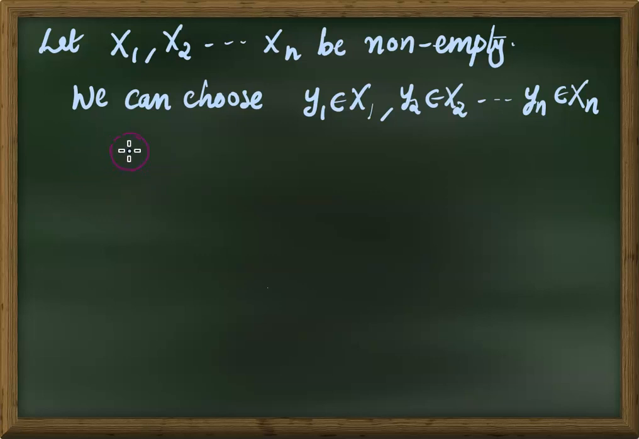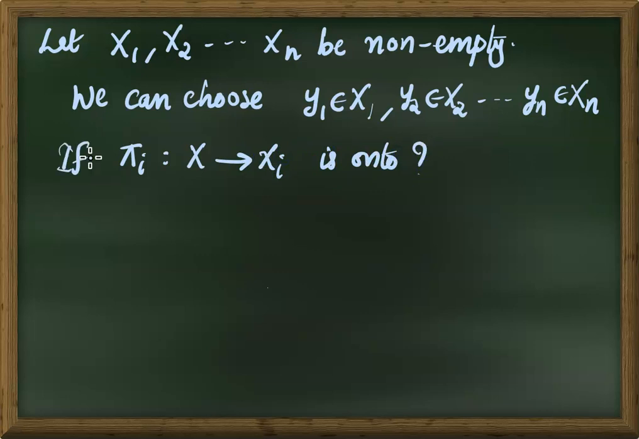Now I want to check whether this function, the projection function defined from X to Xi, is onto or not, whether this function is surjective. To check this, I need to consider an arbitrary element from this codomain Xi and check whether it has a preimage in the domain X. Let small xi be an arbitrary point from capital Xi.